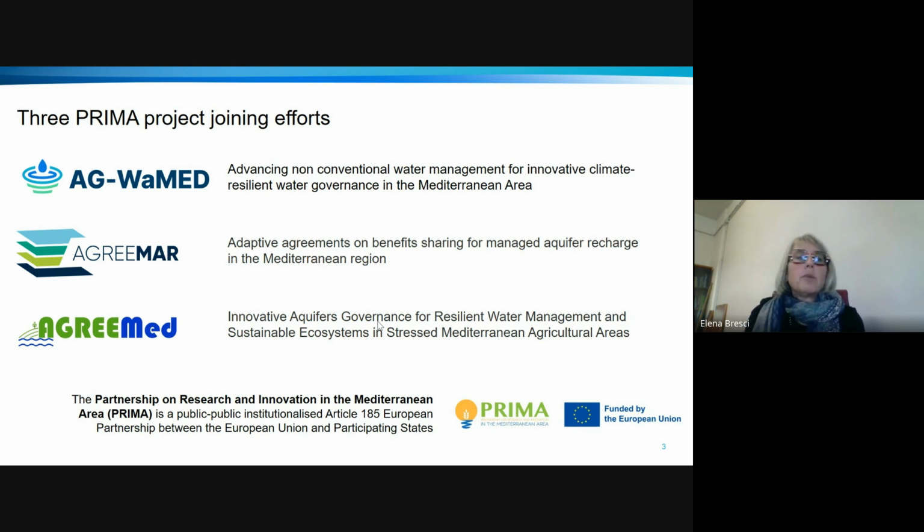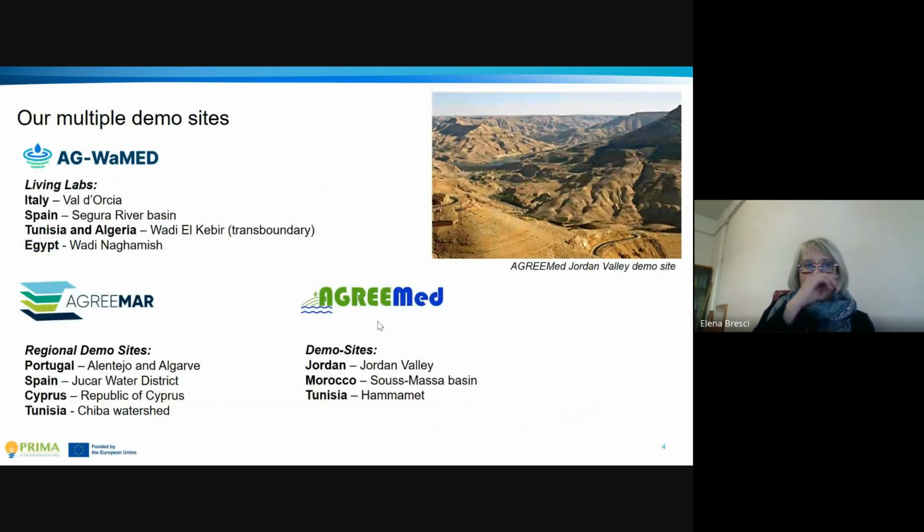So as we can understand from these 3 titles, we have common lines that are non-conventional water and the Mediterranean. So these are the reasons why we decided to create this network for sharing and working together. And the other common factor is that they have been all financed by the Partnership on Research and Innovation in the Mediterranean Area, so PRIMA. That is a public institutionalized European partnership between the European Union and participating states, because the funds for this project are coming from the European Union, but through national funding agencies.